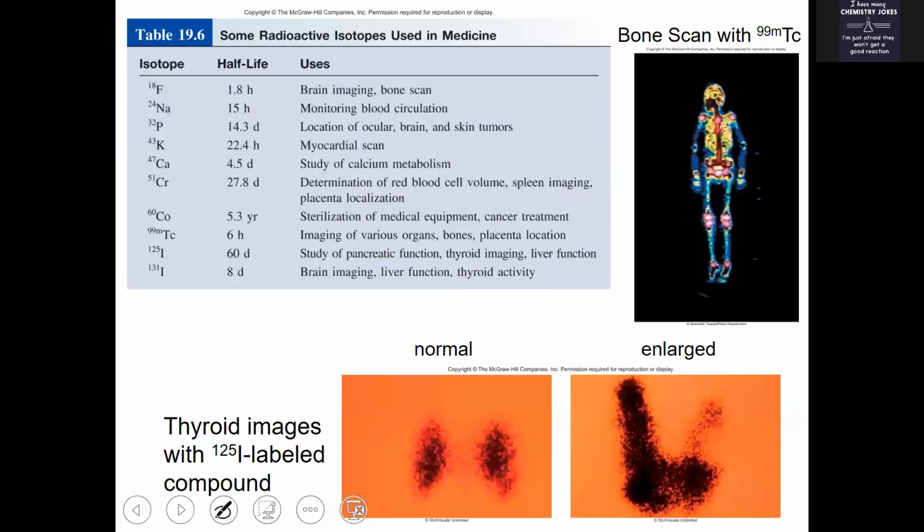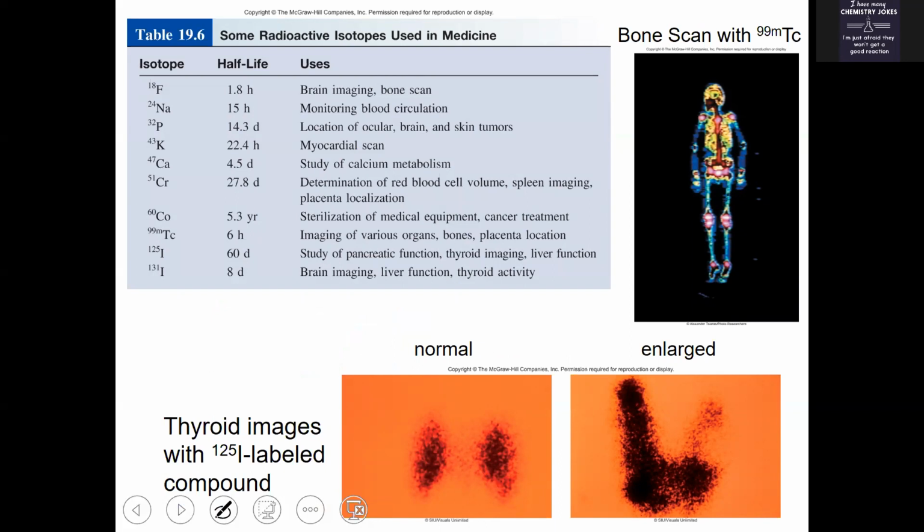Why does all of this nuclear stuff matter? Where is it found in the real world? It's actually very common in medicinal uses to do radioactive things. So here's a whole table from your textbook of things that are used in medicine, radioactive isotopes that are used in medicine. They're used in a lot of imaging techniques, but other things also.